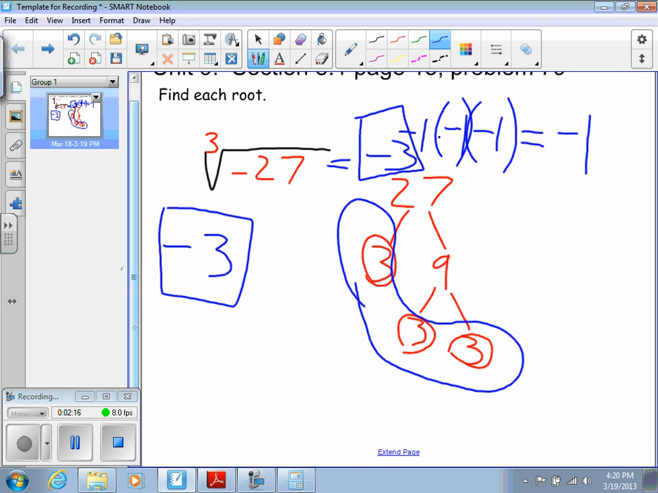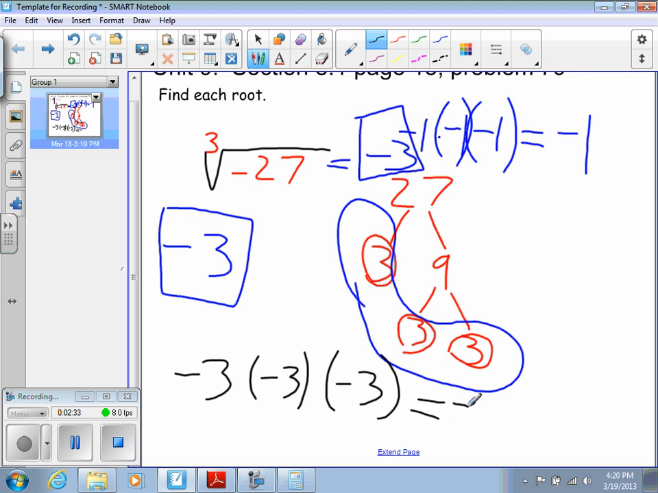Let's make sure this works. Negative 3 times negative 3 times negative 3. Does that equal negative 27? And yes, it does, negative 27.